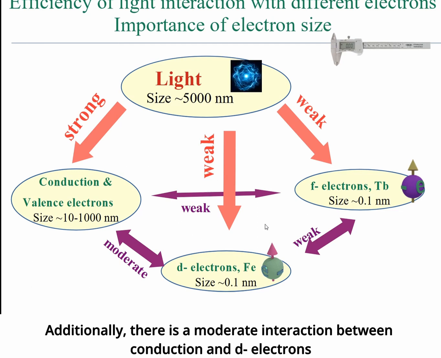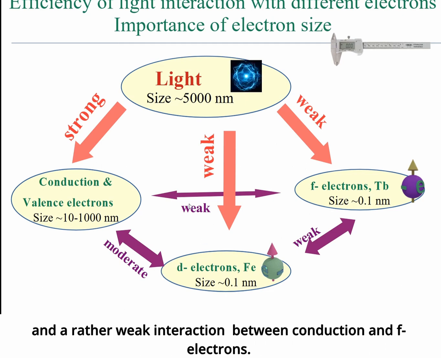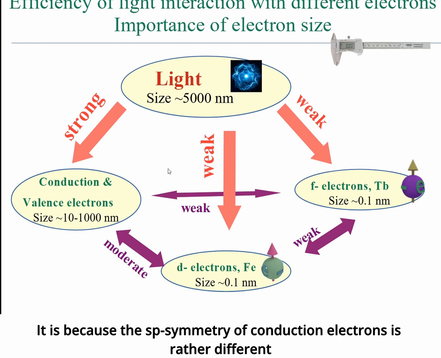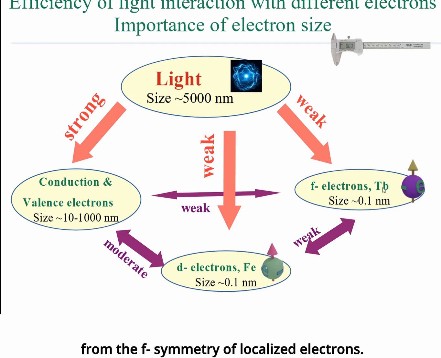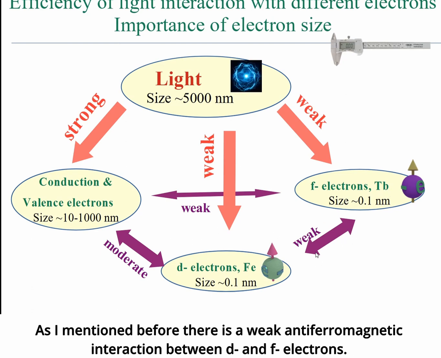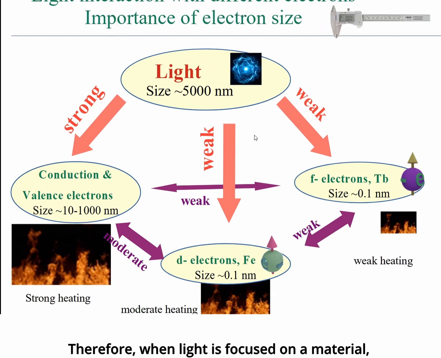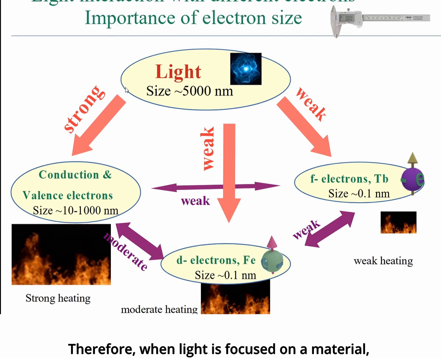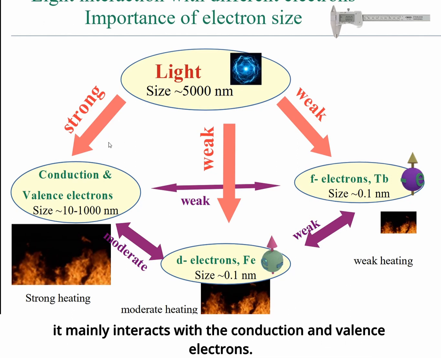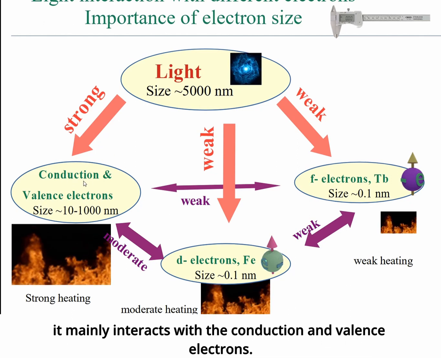Additionally, there is a moderate interaction between conduction and d electrons, and rather weak interaction between conduction and f electrons. It is because the sp symmetry of conduction electrons is rather different from f symmetry. As I mentioned before, there is a weak antiferromagnetic interaction between d and f electrons. Therefore, when light is focused on material, it mainly interacts with conduction and valence electrons.